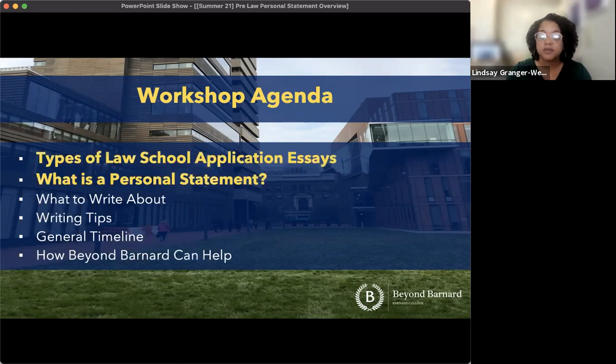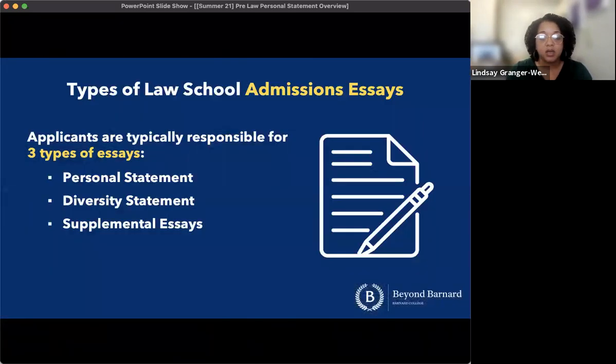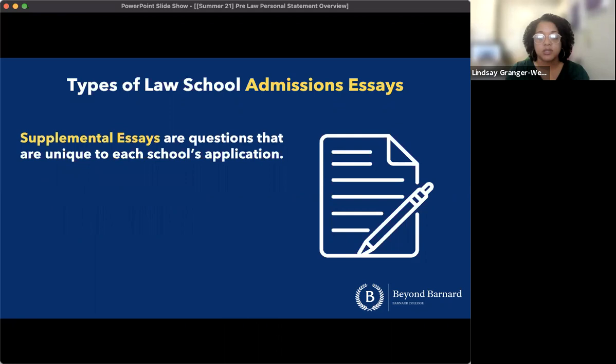So first, types of law school application essays and what is a personal statement. For law school, you're typically responsible for 3 types of essays. The personal statement, which brings us all here today, the diversity statement, and then supplemental essays. And so we'll work backwards on these.